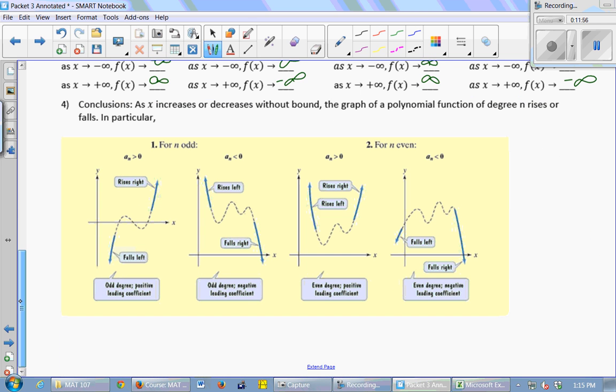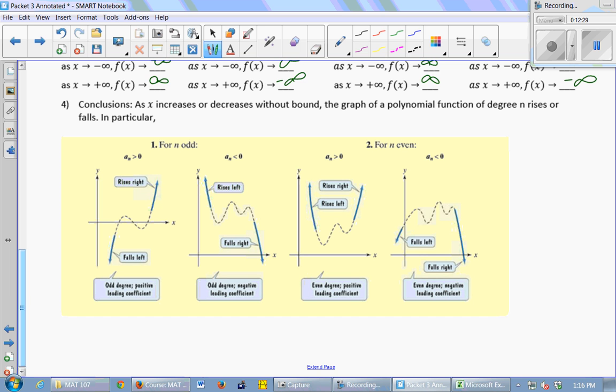So this is the conclusion about end behavior. It doesn't tell you anything about what happens in the middle, but it can tell you whether the graph rises right, rises left, falls right, or falls left. So you can always tell by looking at the degree, right? The degree tells you whether both arms are doing the same thing or the two arms are doing opposite things, right? Odd degree, you have opposite behavior. Even degree, same behavior.